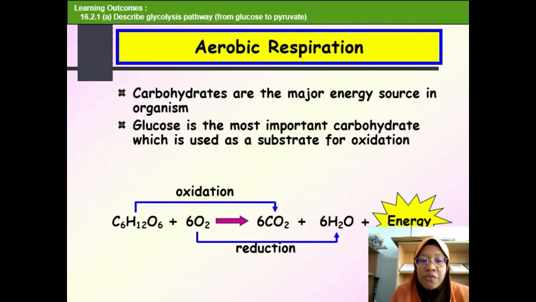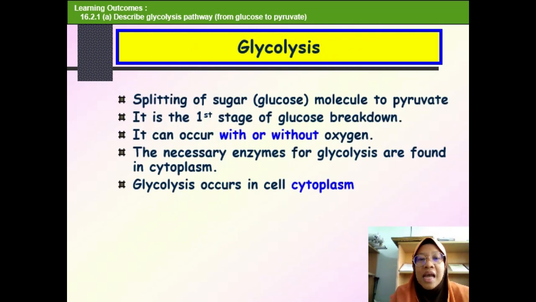The first step of aerobic respiration is glycolysis. Glycolysis means when you split the glucose molecule to form pyruvate. Glucose is a 6-carbon compound, so we want to break it into a 3-carbon compound, which is called pyruvate. The first stage of glucose breakdown, kita panggil glycolysis. And this process can happen without or with oxygen. So kalau ada oksigen boleh berlaku, kalau tak ada pun boleh berlaku. And the location is in the cytoplasm of our cells.